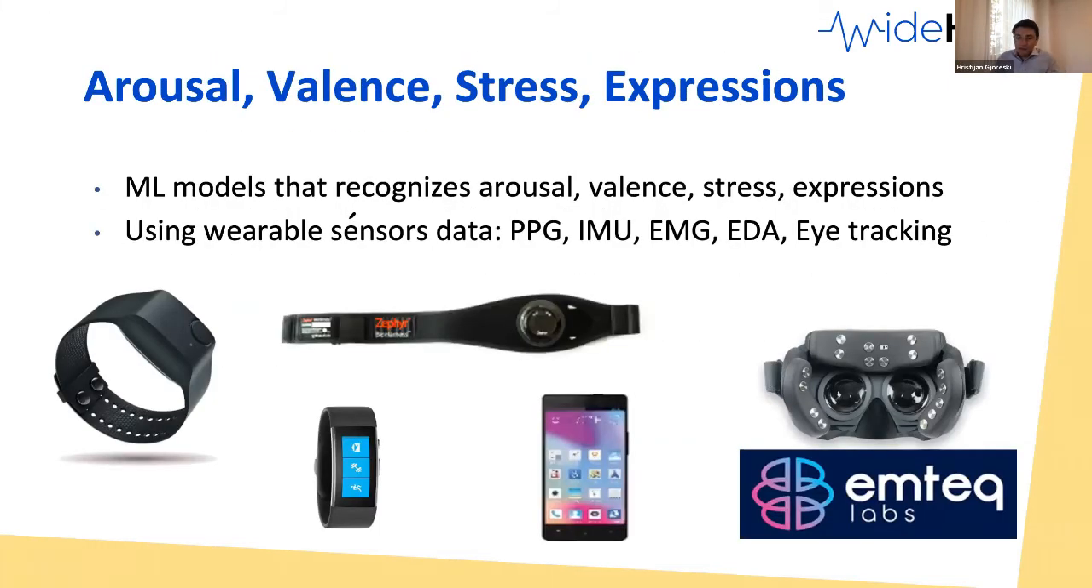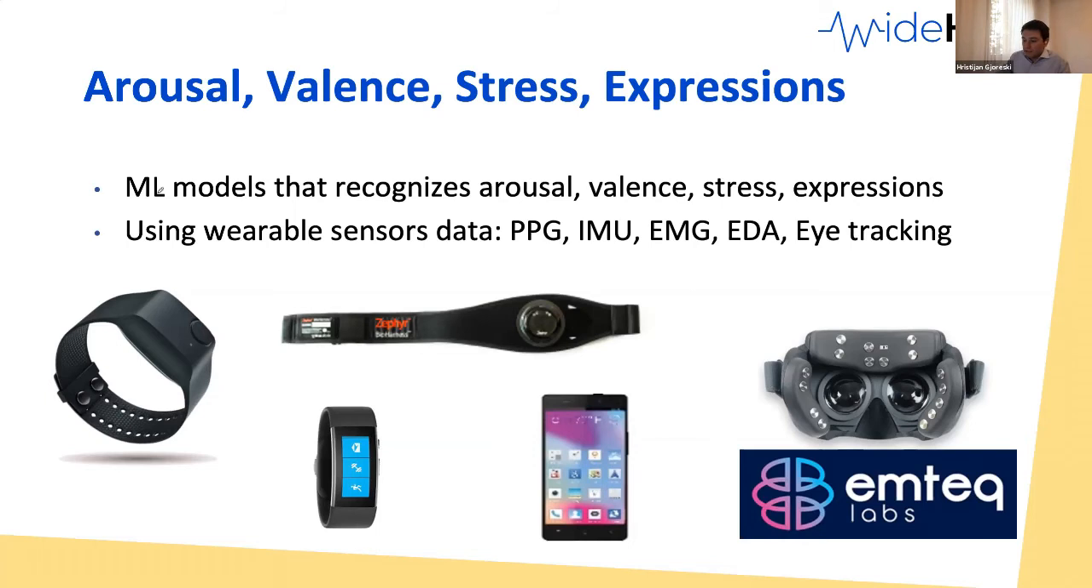Now, the final thing that I'll talk about is the next step. Can we detect the arousal, the valence, the positive or negative feeling that we have for something, or the stress of the person, or the expressions that the person is making, smiling or whatever, using again wearables? So again, a machine learning model to recognize all these different states of the user.